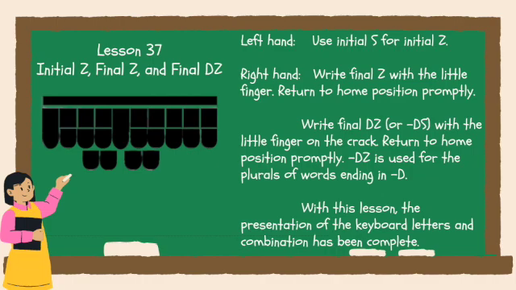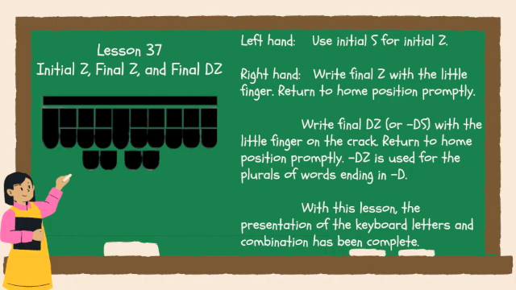So notice that you have to extend well your right little finger because in the home position, your right little finger will be on the final S. And beside that, on the right side, you have the final Z. So you extend a little bit your little finger, and then that's final Z. Then you return to home position promptly. How about your final DZ? You write final DZ or DS with the little finger on the crack, return to home position promptly.